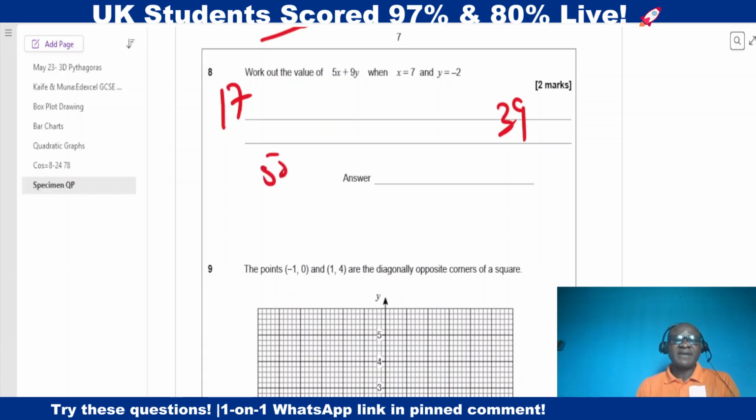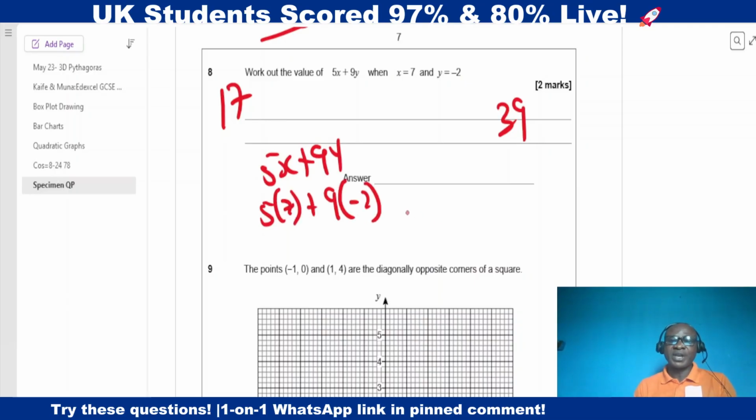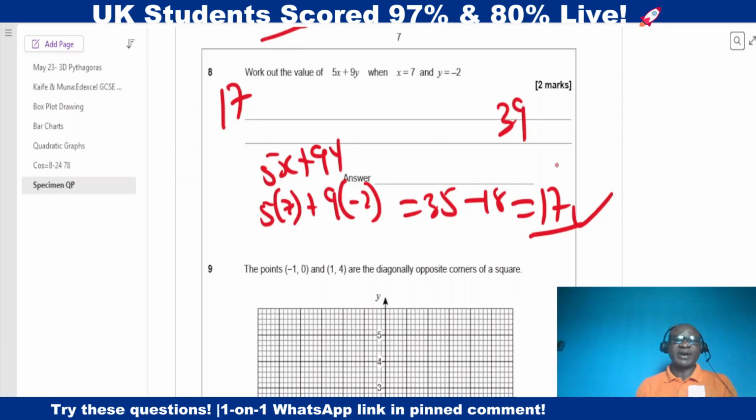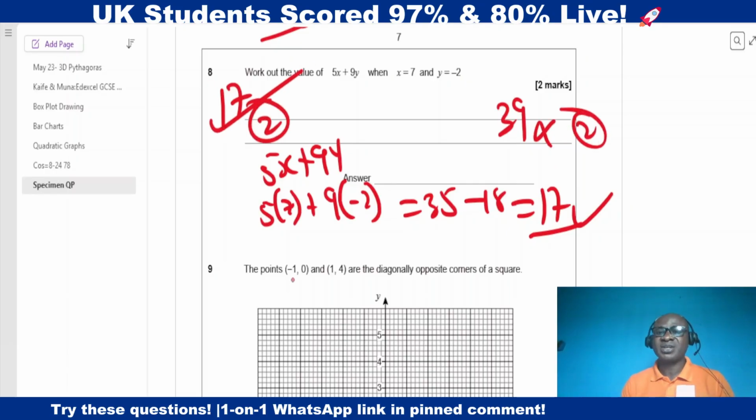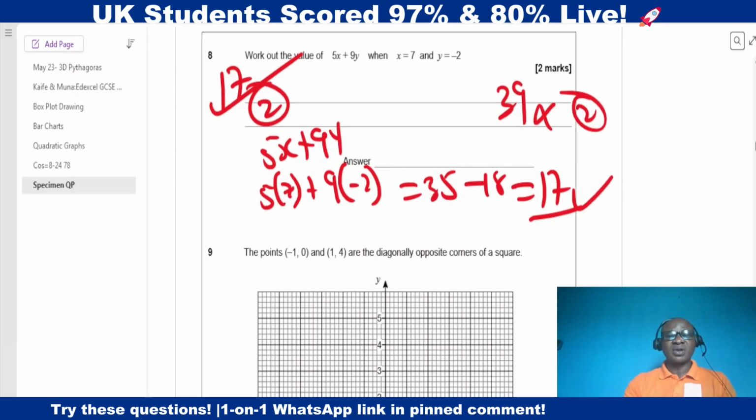It is substitution. We are given 5x plus 9y, and x is 7, y is -2. So we work out 5 times 7 plus 9 times -2. 5 times 7 will give us 35, and then 9 times -2 will give us -18. Therefore, we are doing 35 subtract 18, and that will give us 17, meaning that Kaife is correct. Kaife, give yourself 2 marks. Mona, mark it bad and take note of the mark so that you add up your scores accurately. Is that okay? Yeah. We move to the next one, number 9.